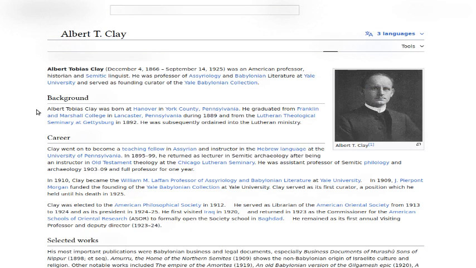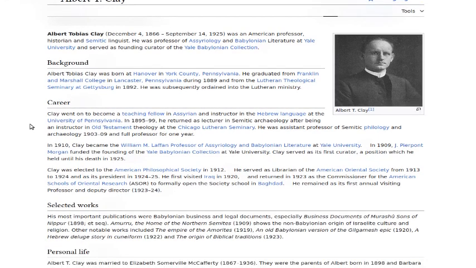a range of qualifications. Background: Albert Tobias Clay was born in Hanover, New York County, Pennsylvania. He graduated from Franklin and Marshall College in Lancaster, Pennsylvania during 1889 and from the Lutheran Theological Seminary at Gettysburg in 1892. He was subsequently ordained into the Lutheran ministry. This is his career. Clay went on to become a teaching fellow in the Syrian.